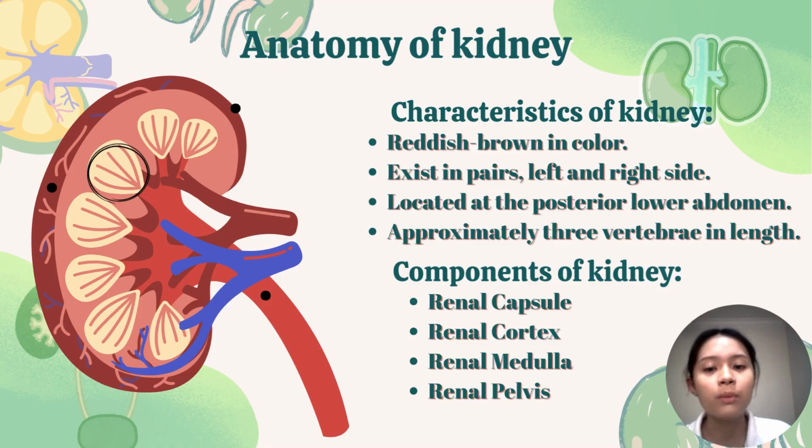And the components of the kidney involve the renal capsule, which is the outermost layer of the kidney, and the renal cortex, which is the second layer from the outer layer of the kidney, and the renal medulla, which is the pyramid shape in the kidney, and the renal pelvis, which connects the kidney to the bladder.